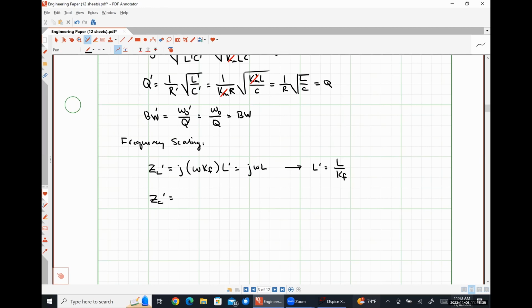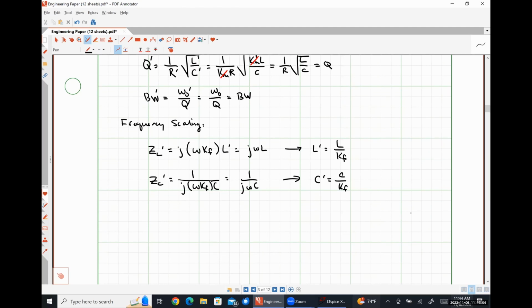Similarly, ZC prime would look like 1 over J times omega KF times C. Should be equal to 1 over J omega C. Let me make that J nicer. So we'd see that C prime is simply C over KF. Obviously, the resistance isn't going to change because it is frequency independent, so we don't even need to write anything for that.